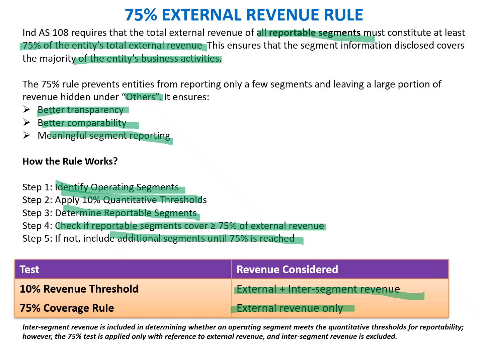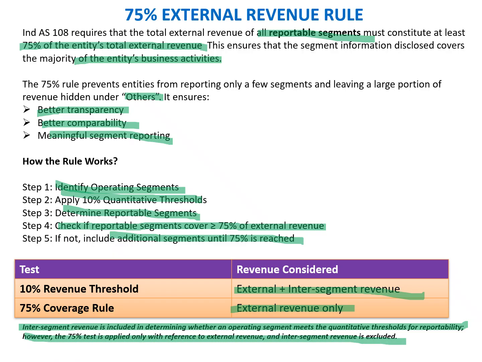So there can be a situation wherein the reportable segments' total revenue is more than 10%. This is the threshold limit of 10%. But when we apply that rule over the total external customer revenue, their total is, let's say, only contributing 5%. In that case, we have to identify more segments to be included to make sure that we adhere to the 75% rule. So inter-segment revenue is included in determining whether an operating segment meets the quantitative threshold for reportability. However, the 75% rule is applied only with reference to external revenue, and inter-segment revenues are excluded.